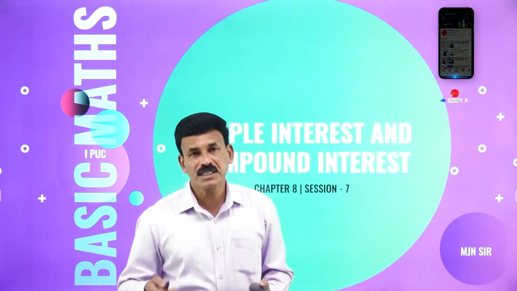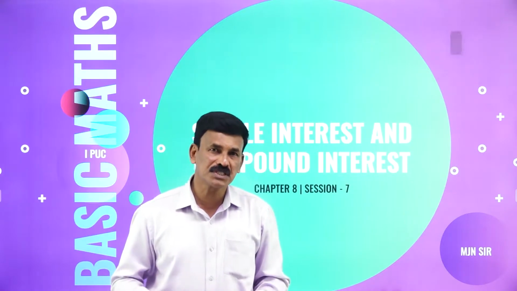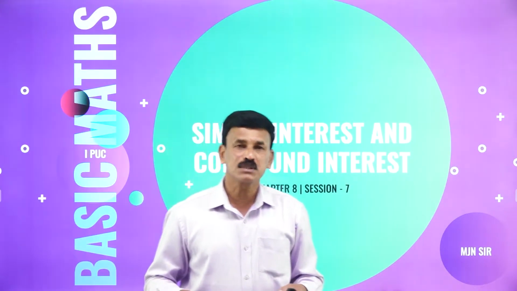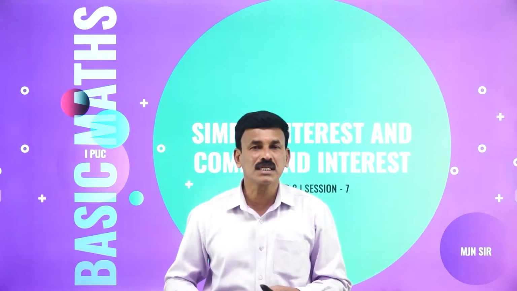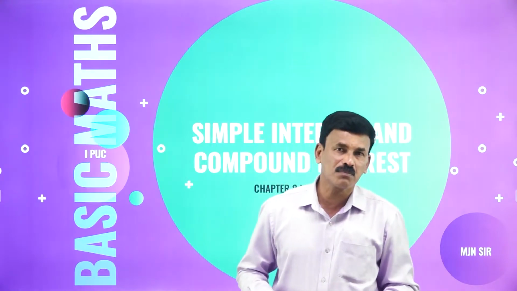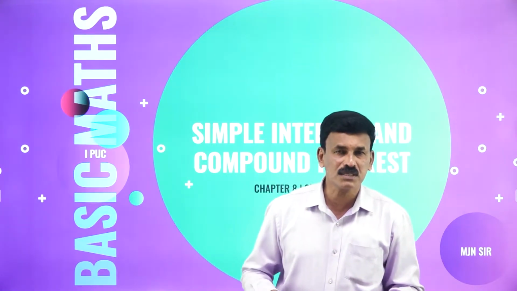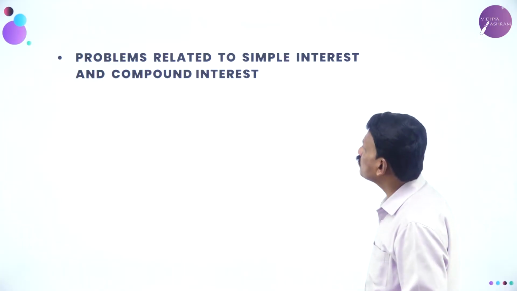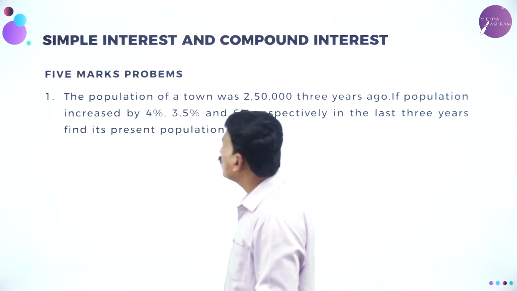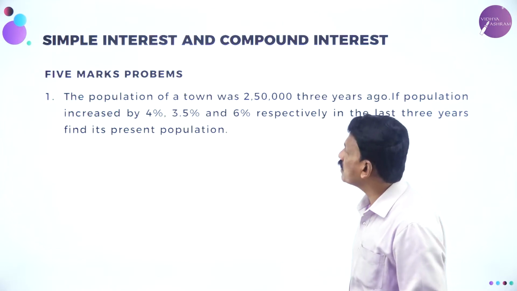Now in my previous session we have discussed the problems on simple interest and compound interest. Today in this session I will take a few more problems on compound interest, which is one of the applications of compound interest. So finding the rate of depreciation, the depreciation value, as well as the expected population for a particular year in a particular city, we are going to use compound interest. So these are the applications of compound interest. Let me straight away come to the problem. So problems related to simple interest and compound interest. Now let us come to the first problem, a 5-marker question.